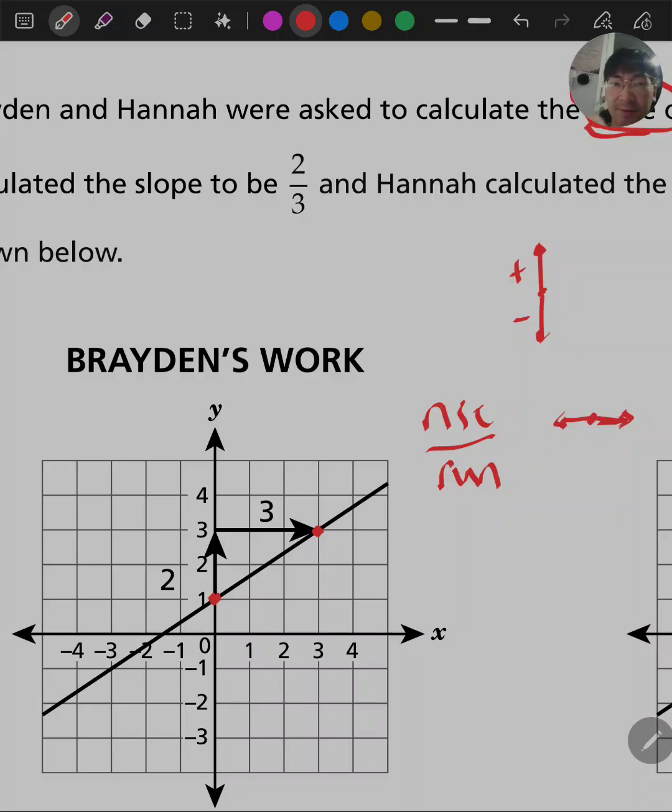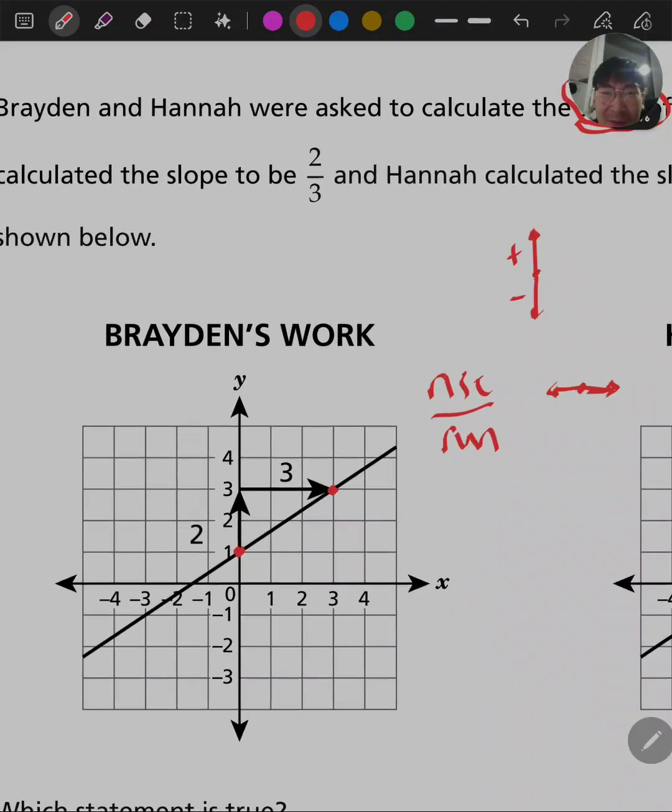I think I botched this one up compared to take one, but it's okay. So I should say, when you're moving to the right, it's positive, and if you're moving to the left, it's negative. If you're moving down on the y, it's negative, and if you're moving up on the y, it's positive. So here, let's see what he did.